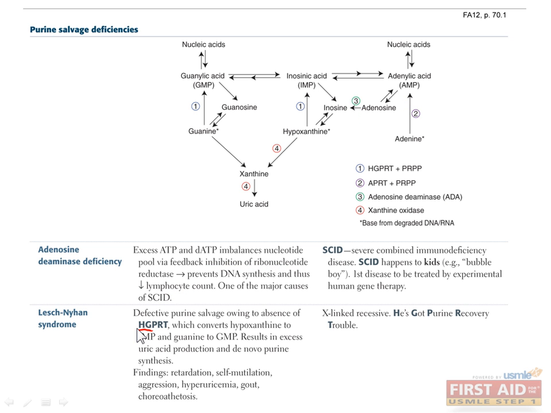The other important enzyme here is HGPRT, which stands for hypoxanthine guanine phosphoribosyl transferase, and is represented by the number 1 here and here. HGPRT converts guanine to GMP and hypoxanthine to IMP, so in its absence, guanine and hypoxanthine accumulate and eventually get converted to uric acid. Accumulation of uric acid can directly manifest as hyperuricemia or gout and can indirectly cause an array of neurological problems, including mental retardation, self-mutilation, which often includes biting, aggression, and choreoathetosis. This is Lesch-Nyhan syndrome. HGPRT is on the X chromosome, so this is an X-linked recessive disease.